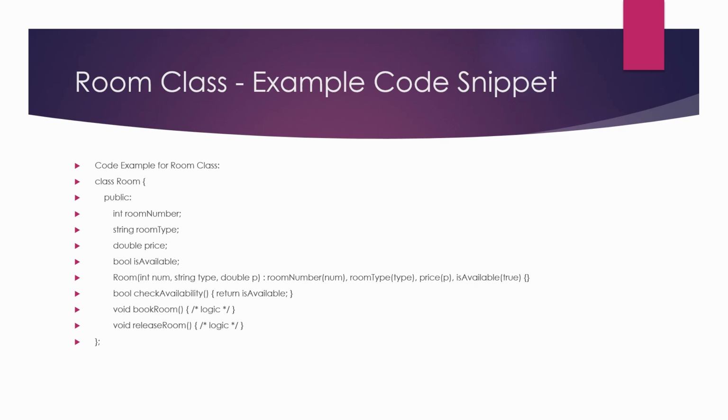Here's an example of how the room class might look in code. We define the room number, room type, price, and availability status as attributes. The methods check availability, book room, and release room will be used to manage the room's booking status. This simple implementation ensures that we can easily manage room availability and bookings.